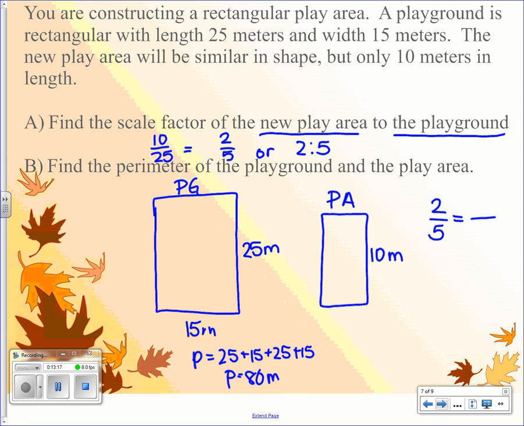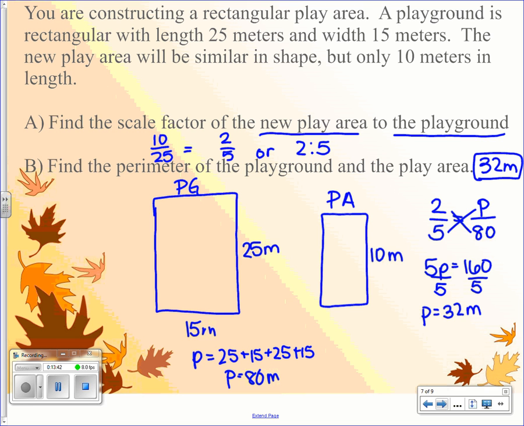Well, we can use that as our proportion and solve for the perimeter P of the play area. So we're going to cross multiply, and we'll get 5P is equal to 160. And when we divide by 5, P is equal to 32 meters. So the perimeter of the play area is 32 meters. Again, you could have just solved for this if you would have called this x meters and then found the perimeter afterwards.